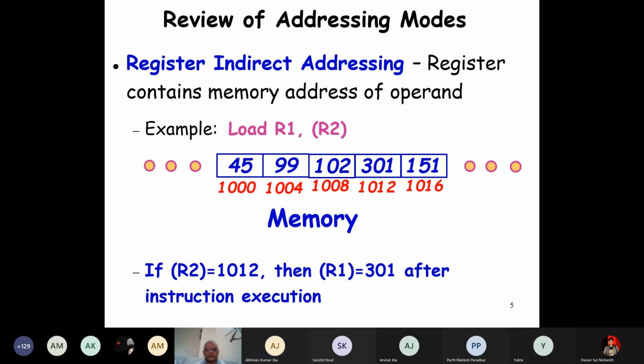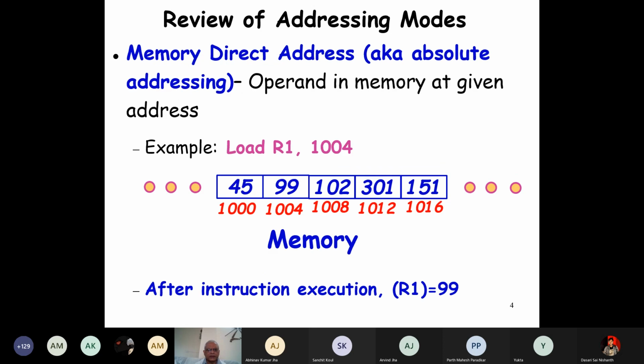No, see, then it becomes the register direct addressing. If the register contains the operand itself, we don't write like load R1, R2. See, the load instruction always fetches from the memory, right? And this add, etc., they require. Okay, let's look at the add instruction.